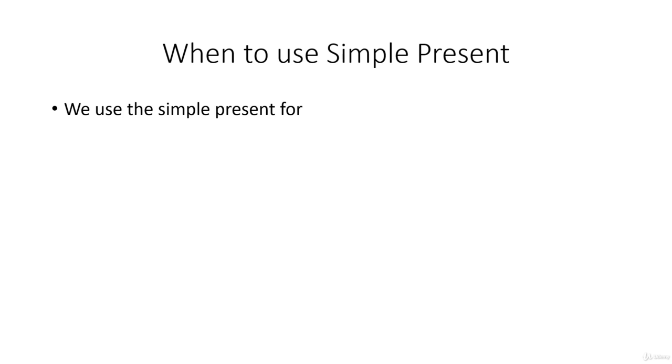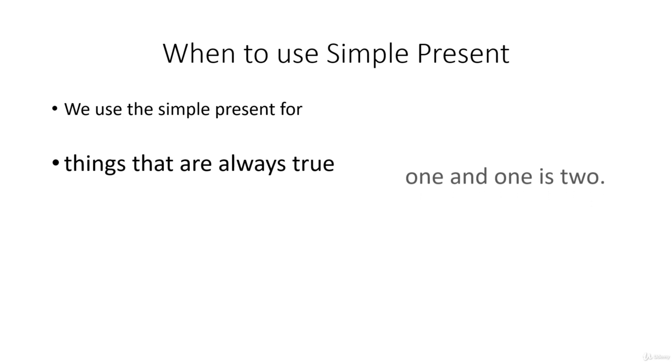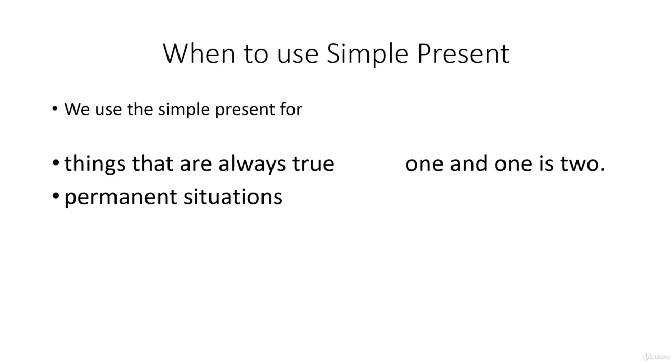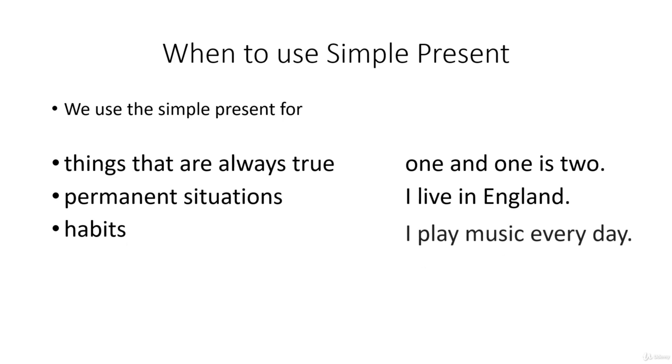We use the present simple for things that are always true. One and one is two. Permanent situations. I live in England. Habits. I play music every day.